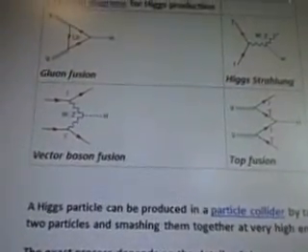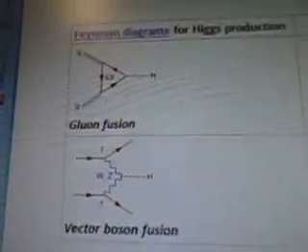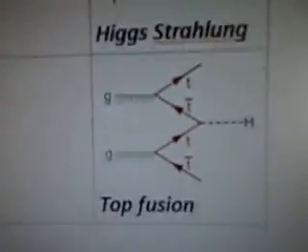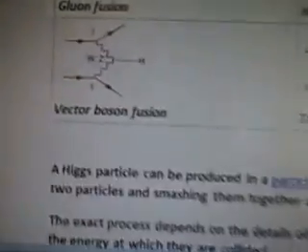So these are the Venn diagrams for the Higgs production. We get the gluon fusion, and then we get the Higgs strahlung, top fusion, and vector boson fusion.